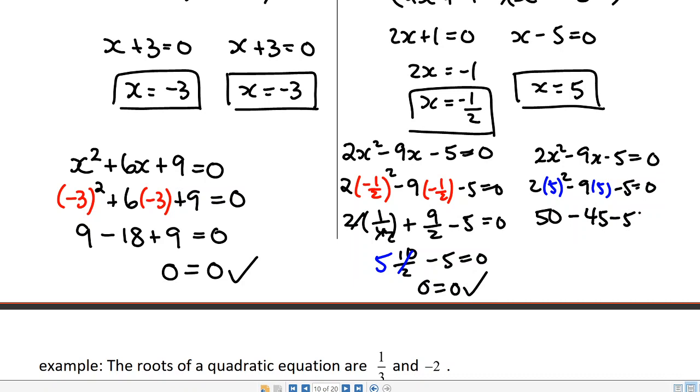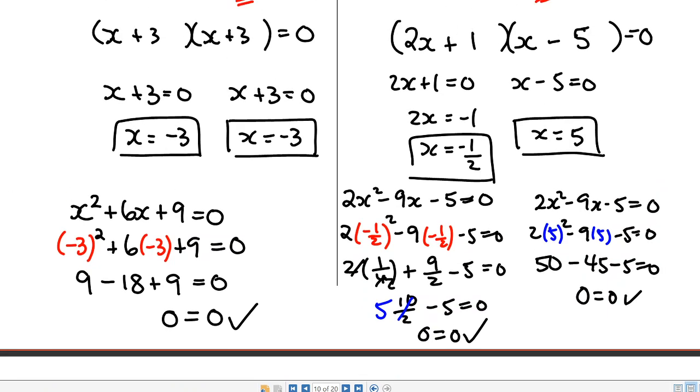Minus 45 minus 5. So we get 50 minus 45 minus 5, which is 0. And again, we get 0 equals 0. So we've double checked now both of those answers are correct. Right? So that's the nice thing about solving by factoring is you can always substitute back in. You can always double check your solution.